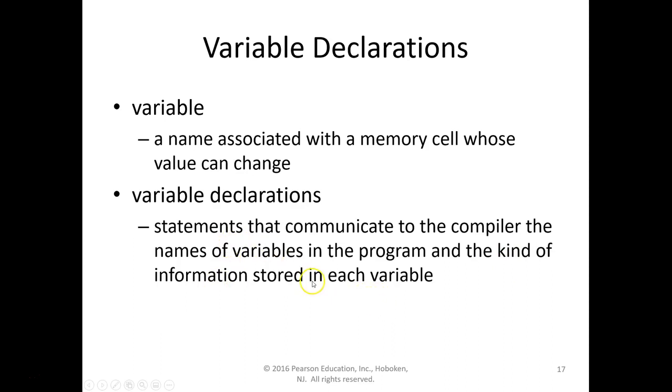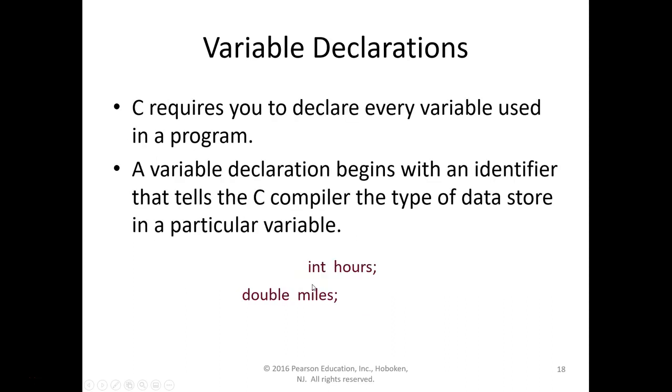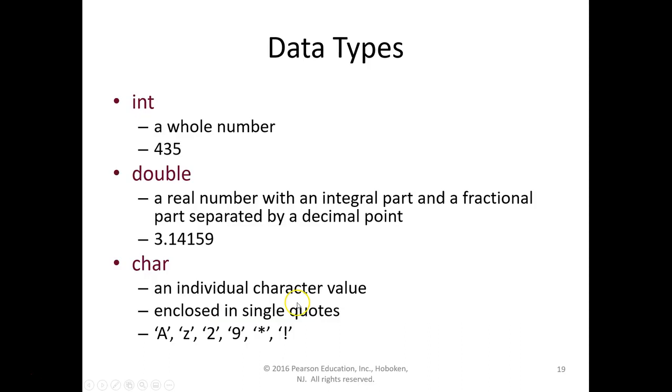So you pretty much define the variable, and the compiler needs to know what variables you're going to be using in your program. Here you have those two variables. You have hours, and the type of hours is integer, and then you have miles, and the type of mile is double. Basically this tells the compiler the type of data stored in a particular variable. This means the type is integer and this is double here.